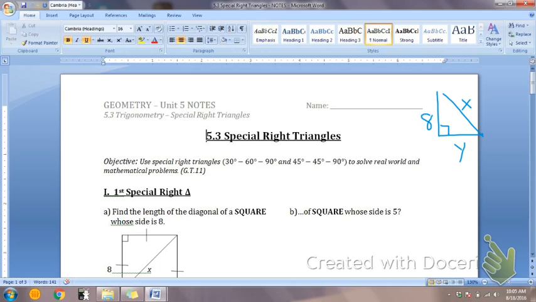We have special triangles that we're going to talk about. We're going to have 30, 60, 90 triangles, and we also have 45, 45, 90 triangles. And each triangle is going to have special properties that go with it, like a special formula that goes with it, okay?